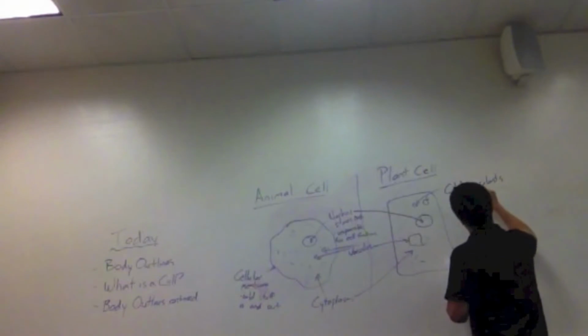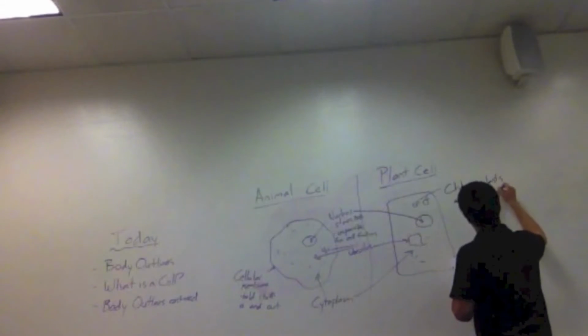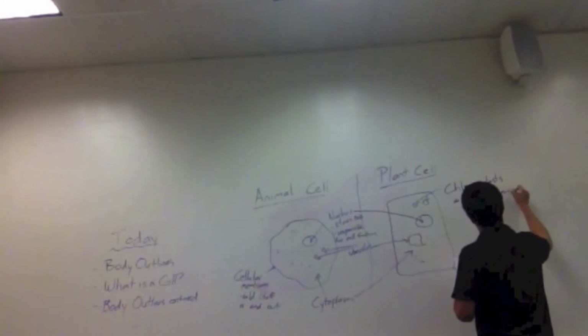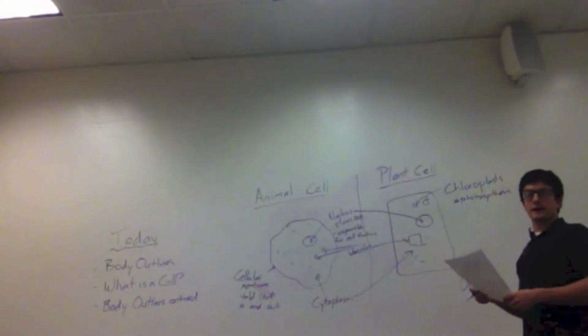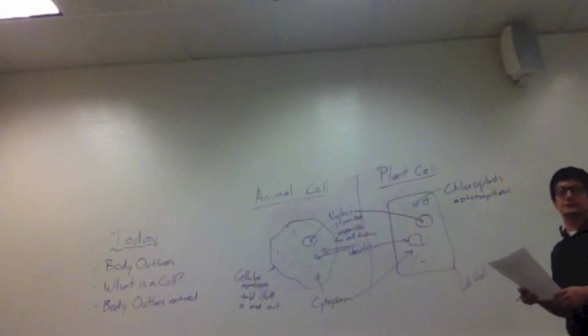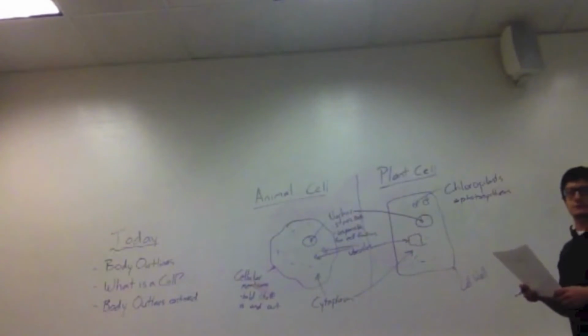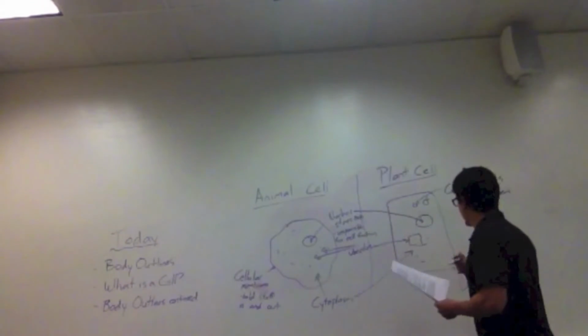Now, does photosynthesis occur in animal cells? Better yet, does photosynthesis occur in us? What is photosynthesis? Right, it's a plant's way of gaining energy from the sun and carbon dioxide.